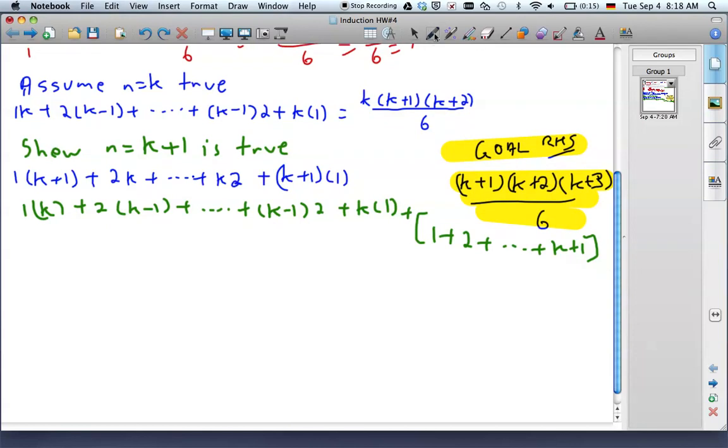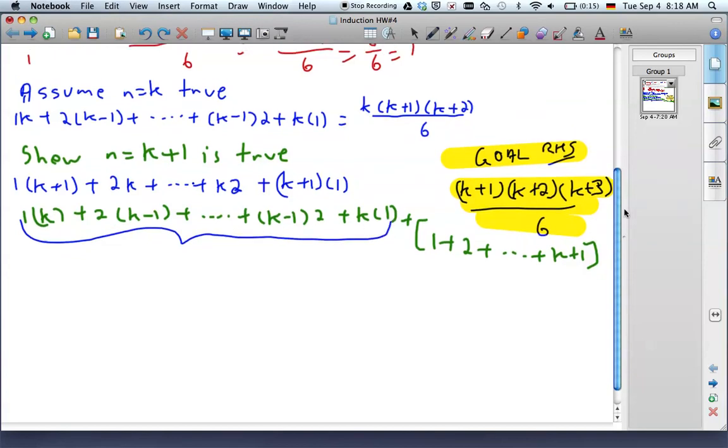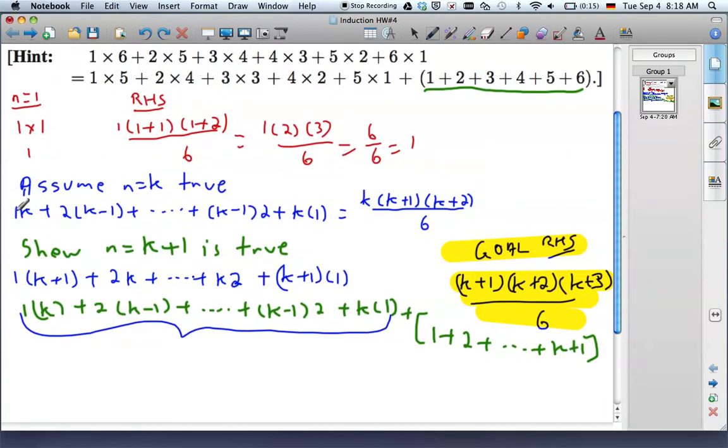Okay, so the beauty of that is I can take all of this here, and it looks familiar, doesn't it? We're assuming 1 times k plus 2 times k minus 1 plus all the way to k is k times k plus 1 over..., like this piece right here. So let's put that in: k times k plus 1 times k plus 2, all divided by 6. Now I need to add this piece here.